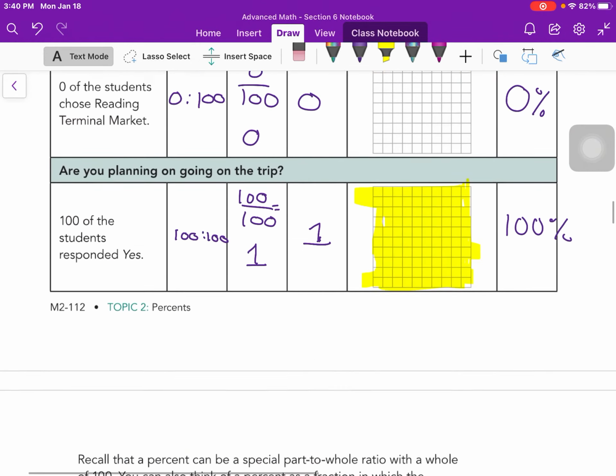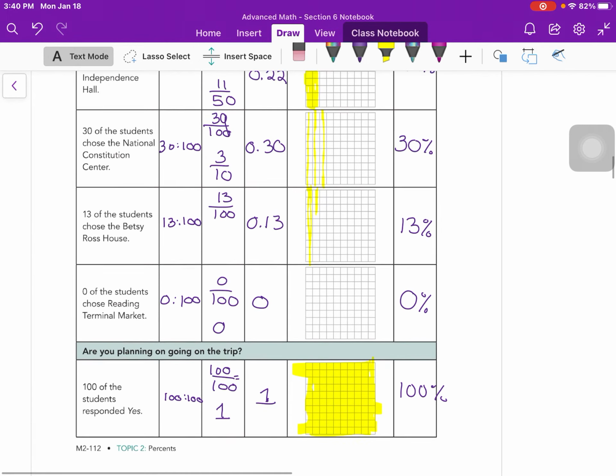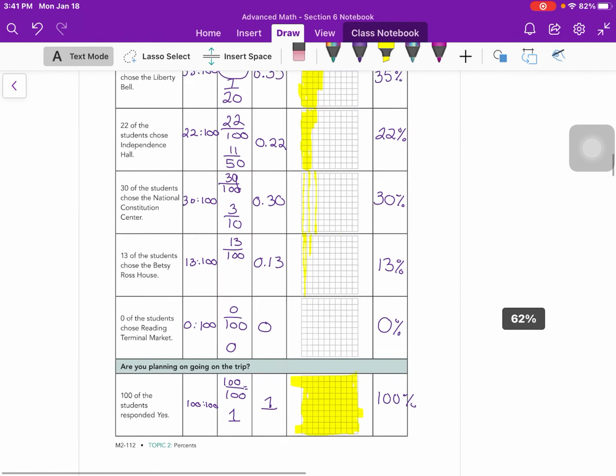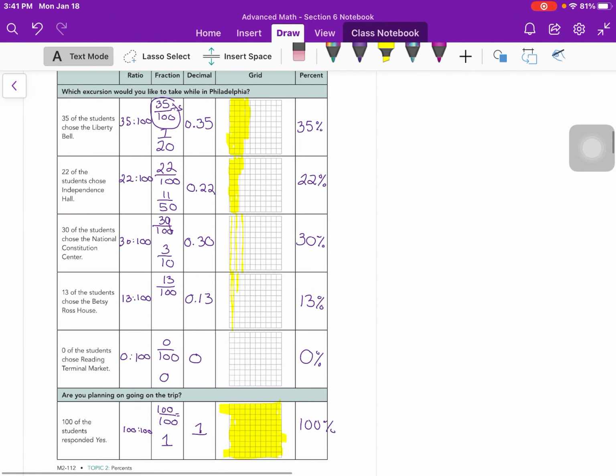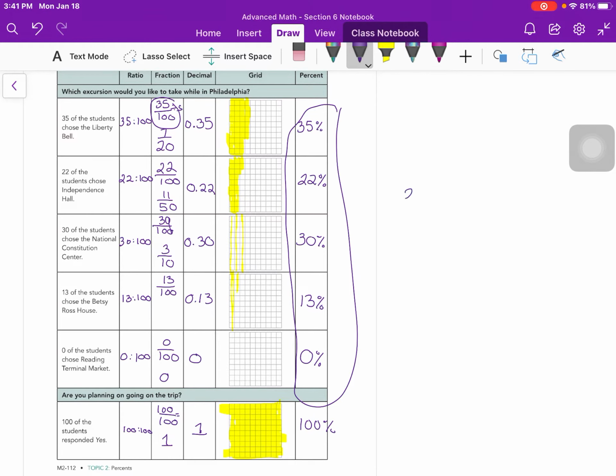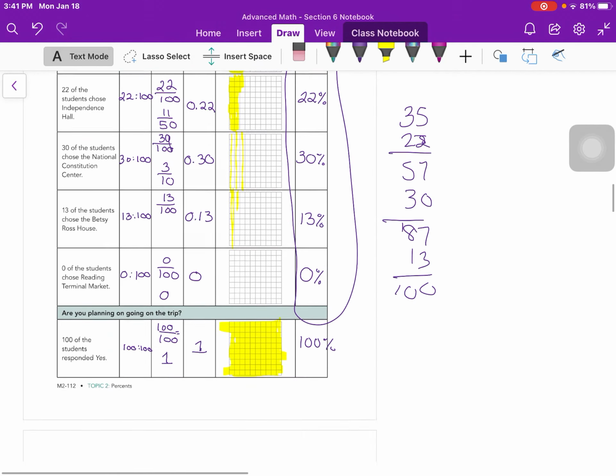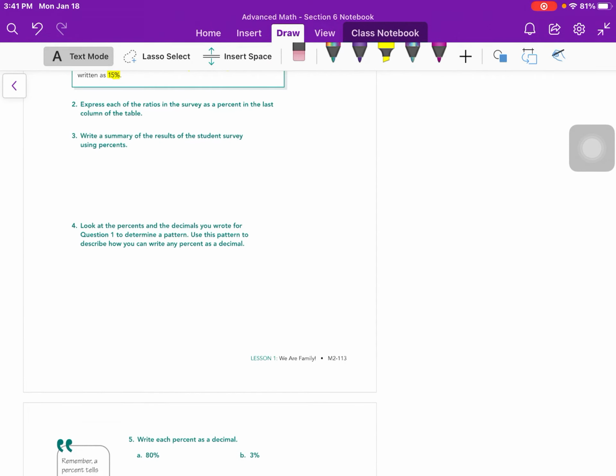Write a summary of the results of the student survey using percents. Well, let's see, 100% of the kids voted on where they wanted to go. I bet you, if I added all these up and it's 100% of the kids, that should equal 100. Let's see, 35 and 22 would be 57, plus 30 more would be 87, plus 13, exactly 100%. I can see that the Liberty Bell is the most chosen. I can make some observations about these.